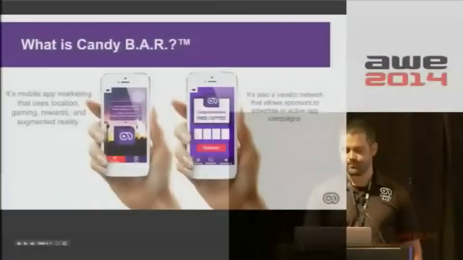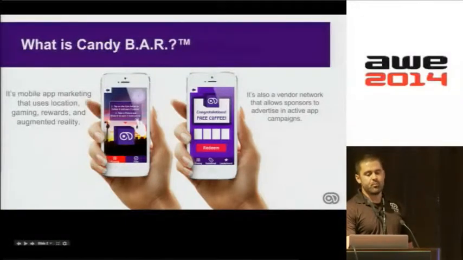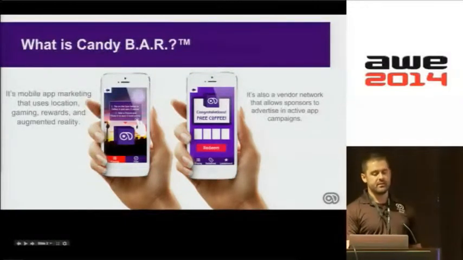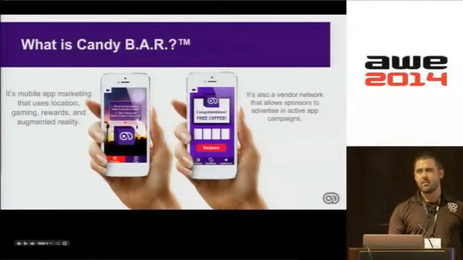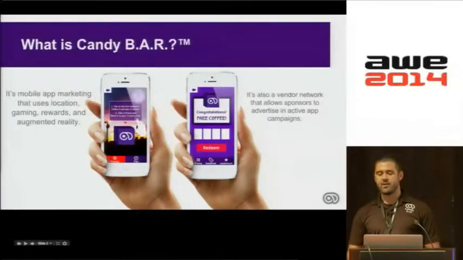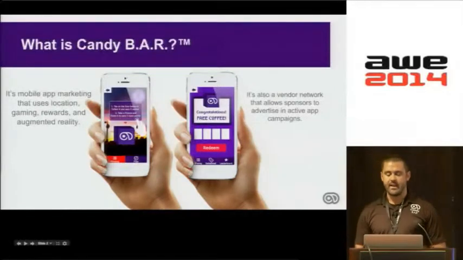Today, we're going to be talking about mobile app marketing and our product, Candy Bar. Candy Bar is mobile app marketing that uses location, gaming, rewards, and augmented reality. But it's also a vendor network that allows sponsors to advertise in active app campaigns.